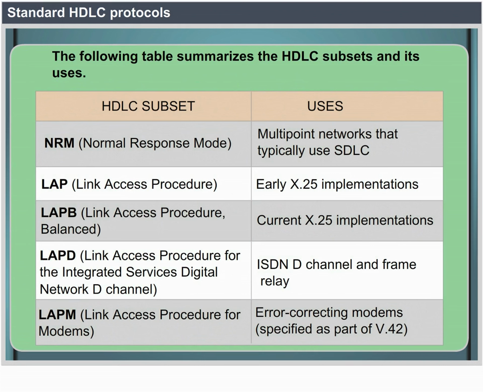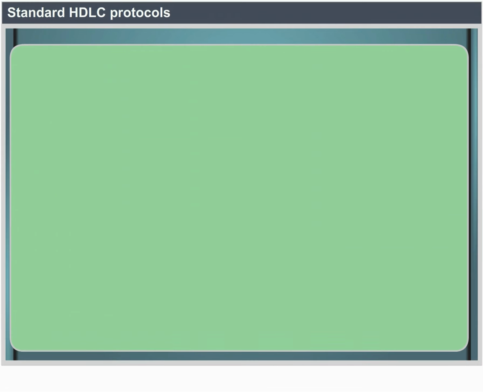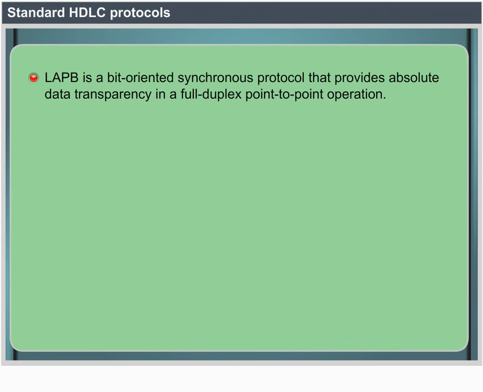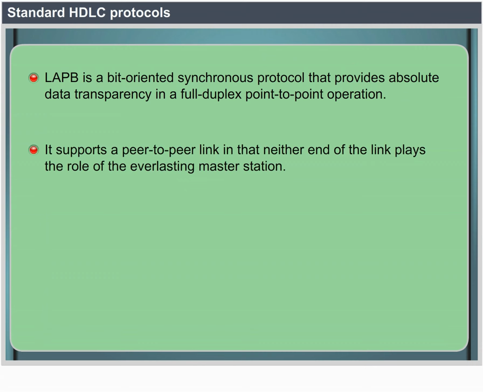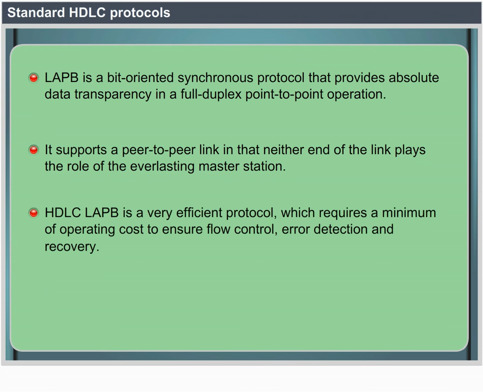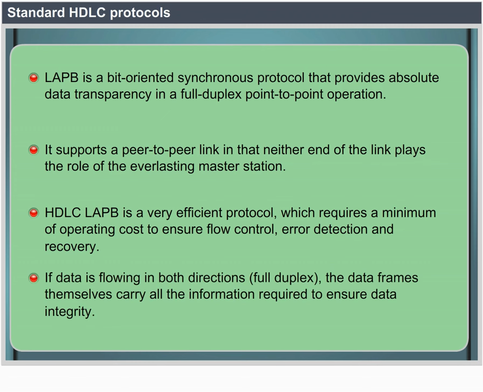LAPB is a bit-oriented synchronous protocol that provides complete data transparency in a full duplex point-to-point operation. It supports a peer-to-peer link in that neither end of the link plays the role of the permanent master station. HDLC LAPB is a very efficient protocol which requires a minimum of overhead to ensure flow control, error detection, and recovery. If data is flowing in both directions, that is full duplex, the data frames themselves carry all the information required to ensure data integrity.